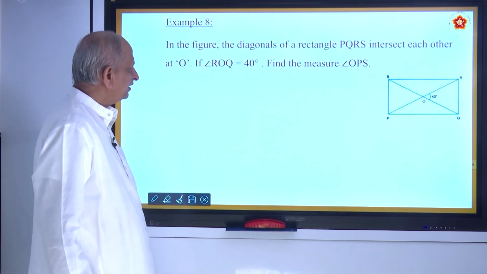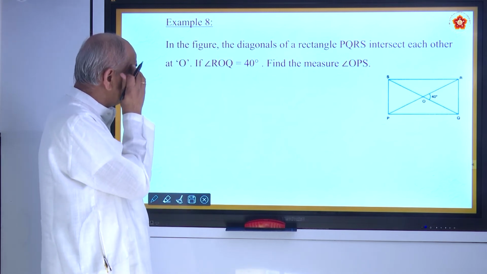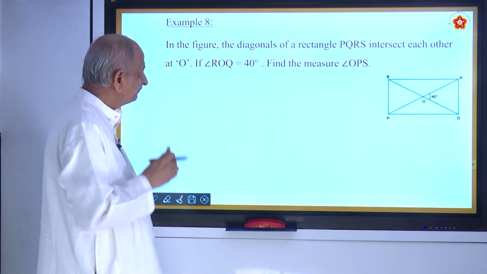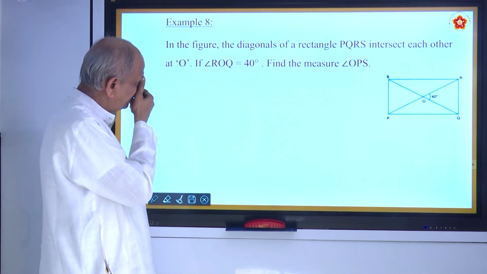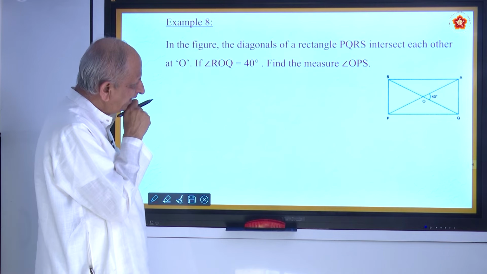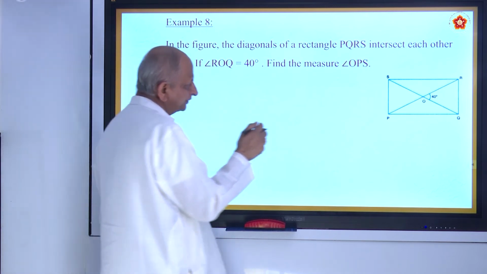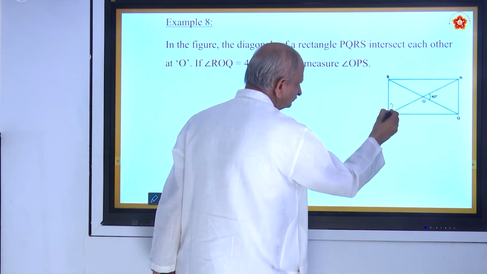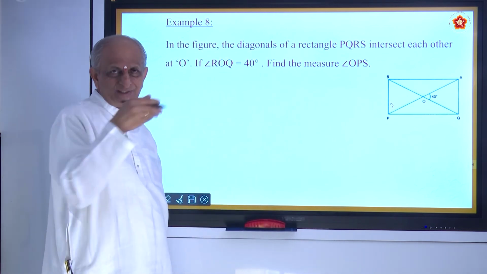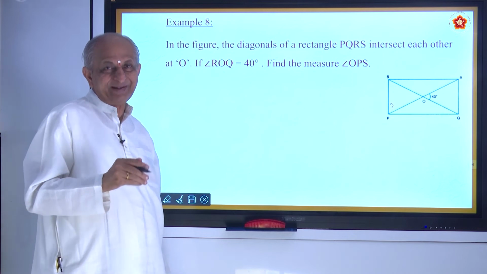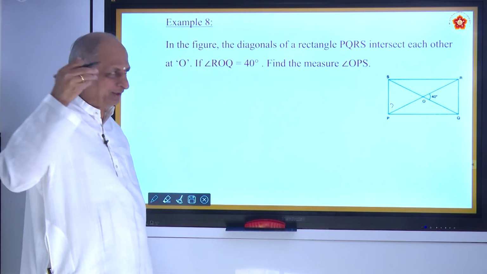In the figure, diagonals of rectangle PQRS intersect each other at O. Angle ROQ is equal to 40 degrees. Find the measure of OPS. So this they are asking. See, in such questions you must do mentally first. Then you must write down. But mentally means what? Must think using the properties.